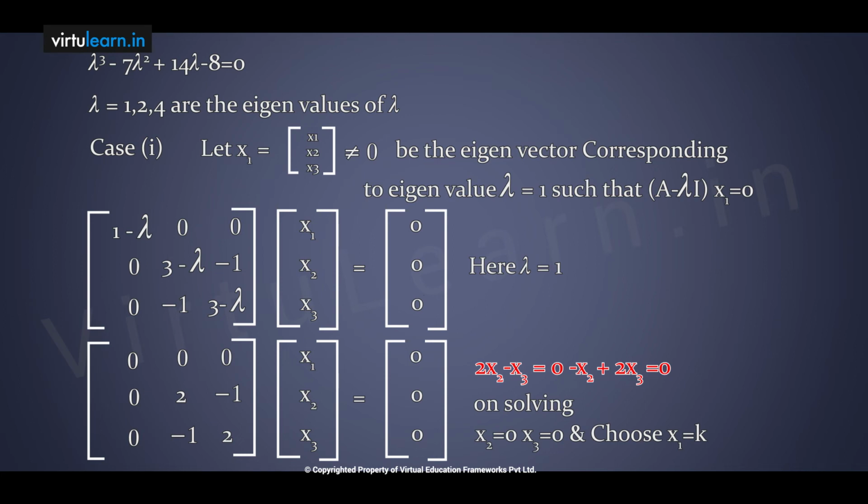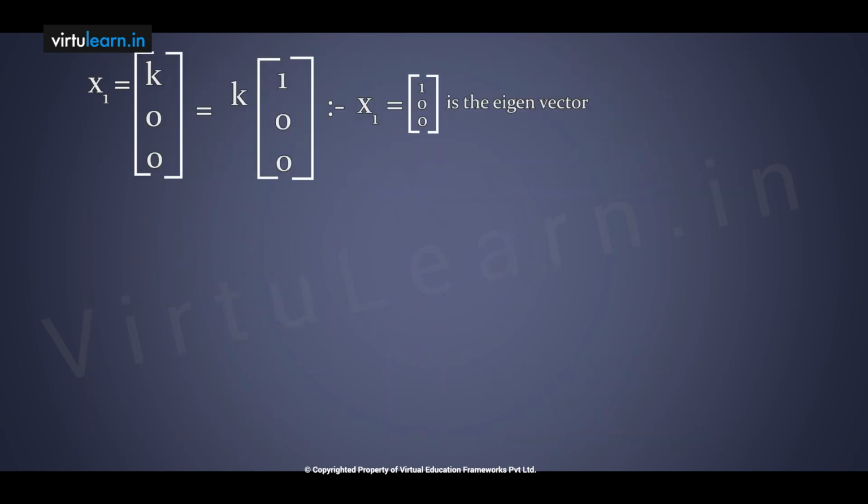Then x1 is missing here. There is no chance to get x1, so directly I am constructing the equation x1 equal to some parameter k. Therefore x1 equal to k(1, 0, 0), k is common, and (1, 0, 0) is a linearly independent vector. First eigenvector x1 equal to (1, 0, 0) is the eigenvector corresponding to lambda equal to 1.